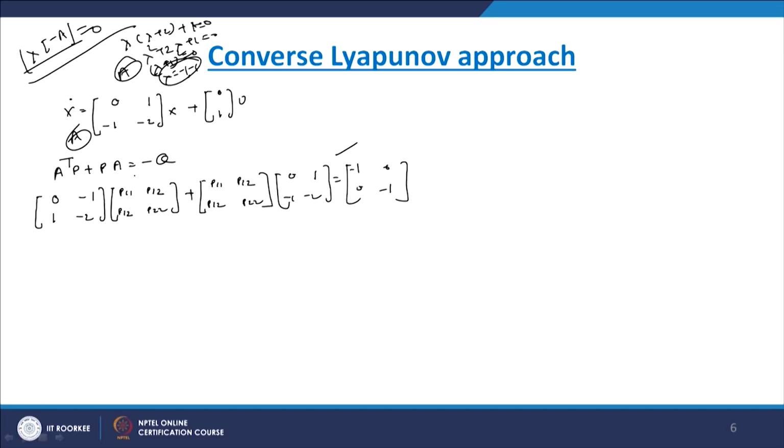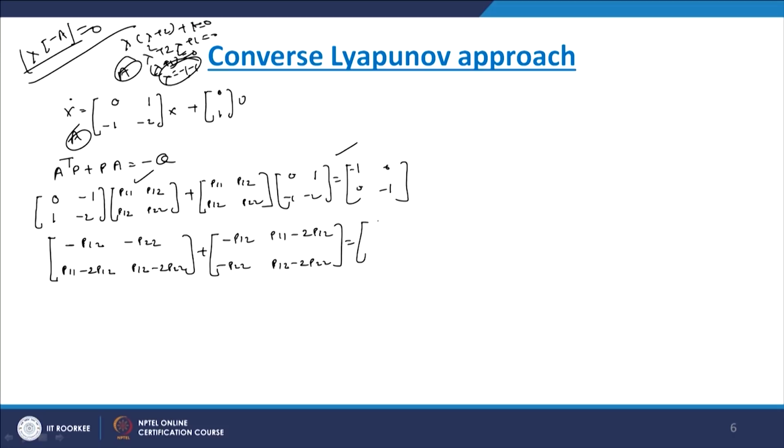P is a real symmetric matrix, that is why we have taken P12 equal to P12, that is P12 equals P21, both being the same. Now, we solve this equation. After solving, we get the result: [minus P12, minus P22; P11 minus 2 P12, P12 minus 2 P22] plus [minus P12, P11 minus 2 P12; minus P22, P12 minus 2 P22], which is equal to [minus 1, 0; 0, minus 1].